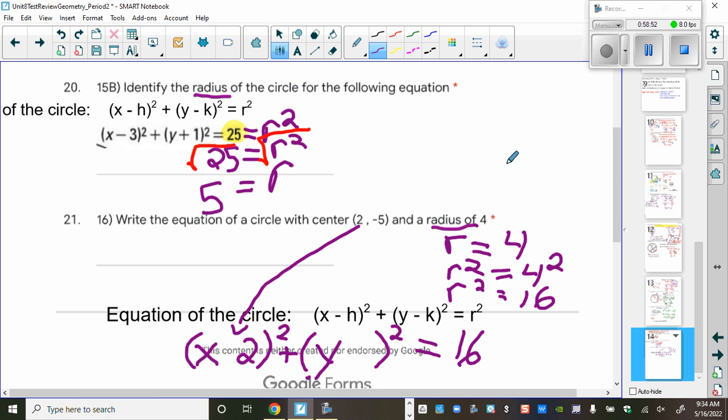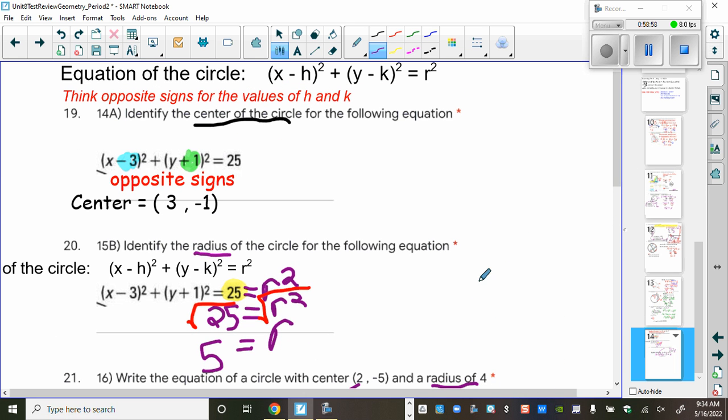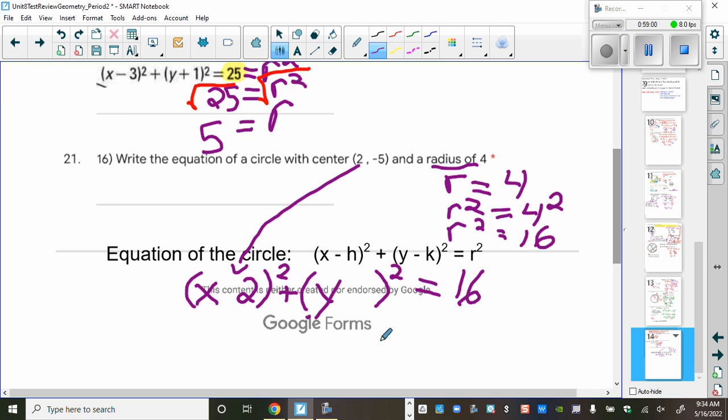Huh? I thought somebody might have said it. Well, come back up here. It's opposite. So what's the opposite of plus 2? And then what about the minus 5? Opposite signs, yes.